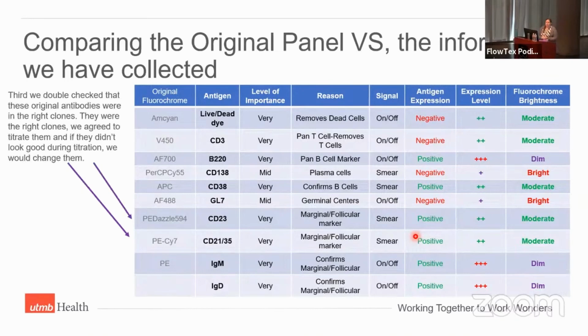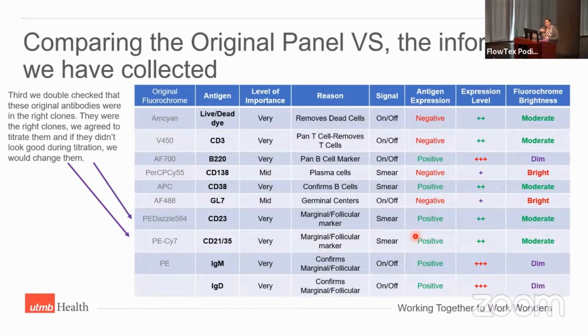The CD23 and CD21-34, which are going to be our original markers for follicular zone and marginal zone and follicular B cells. So we went through and double checked that they were using the right clones because they didn't actually detect those populations in the beginning. And we decided that we would titrate them first to see if they still worked. If they worked with a titration, then we weren't going to change them.